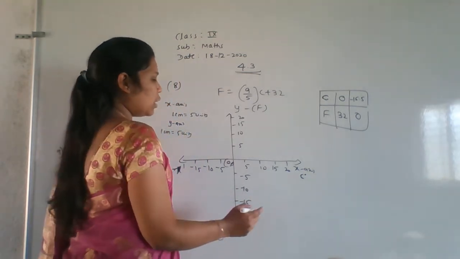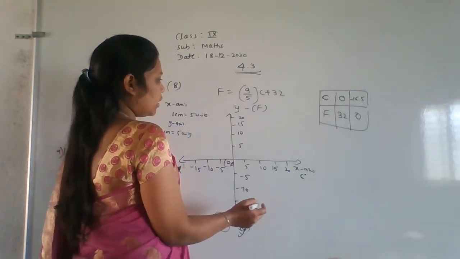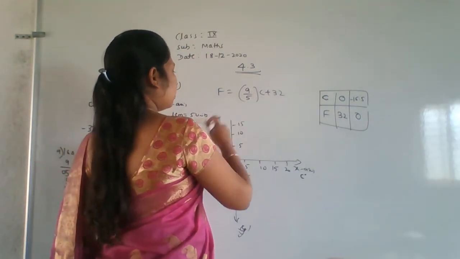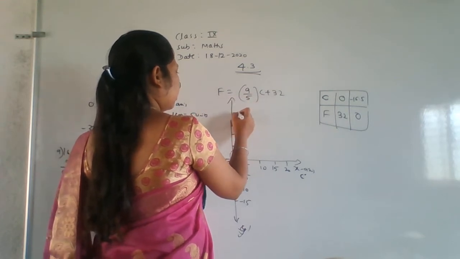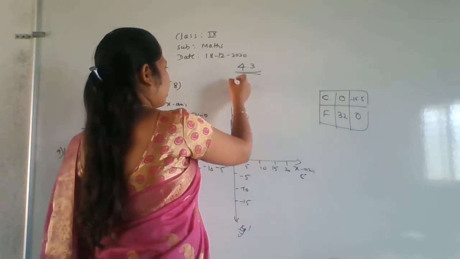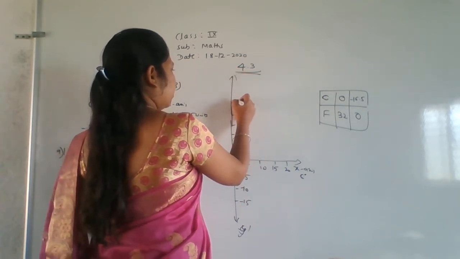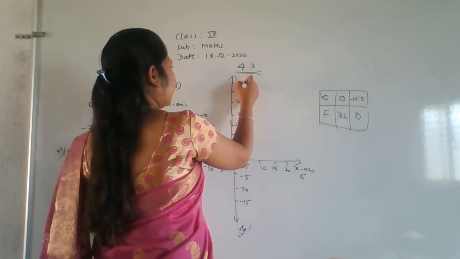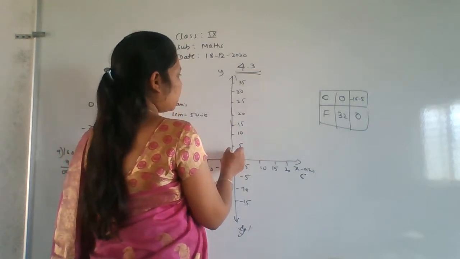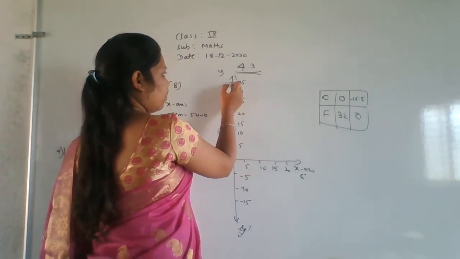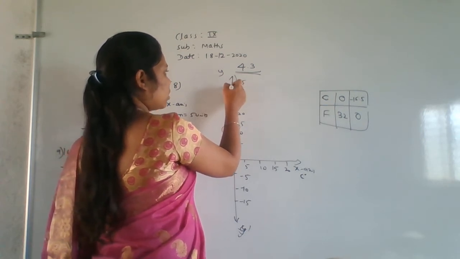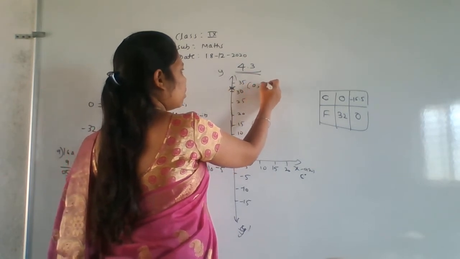Now first, the point 0 and 32. In Fahrenheit we want the answer 32, right? So extend the y-axis line up to 20, 25, 30, and 35. 32 means between 30 and 35 you will get the 32 value. So this point is 0, 32.